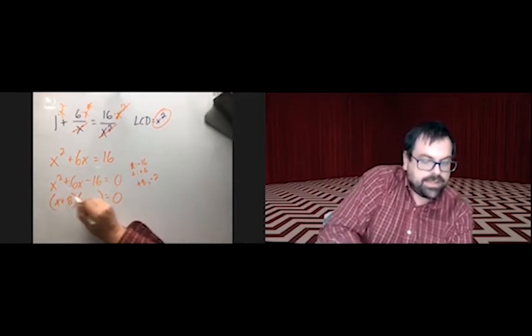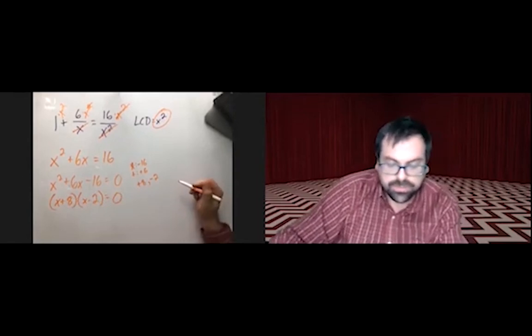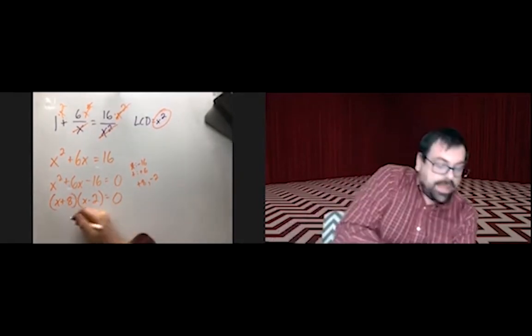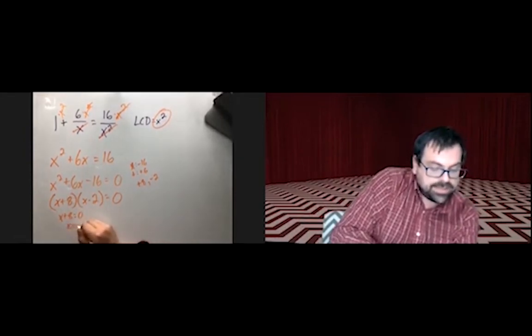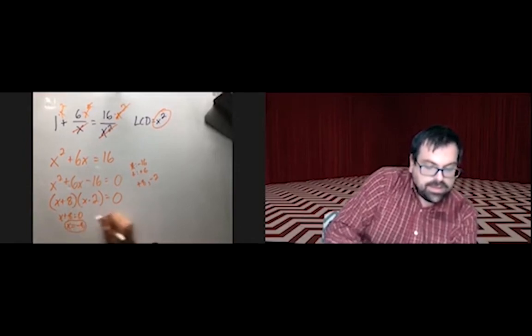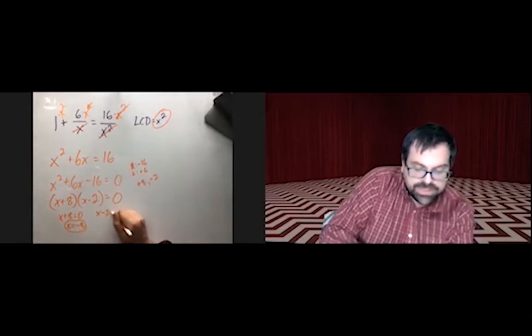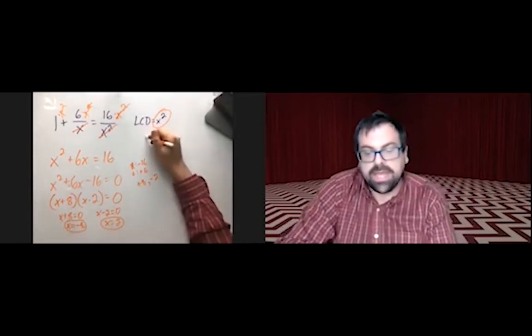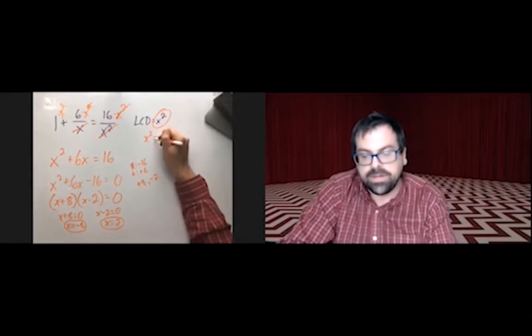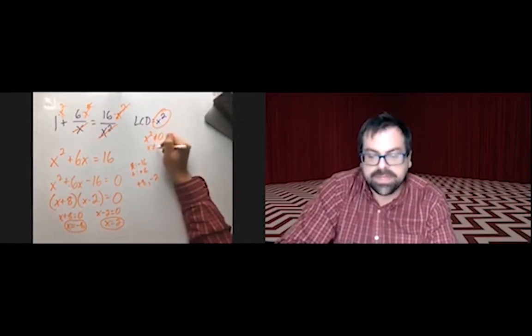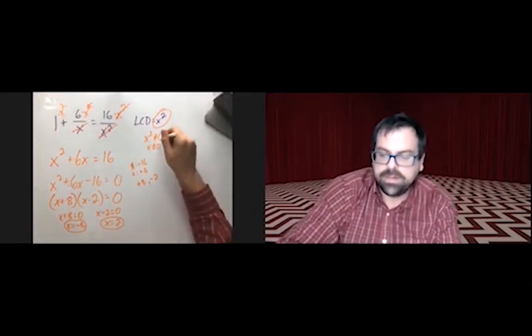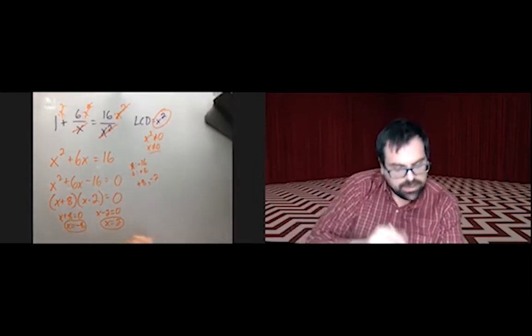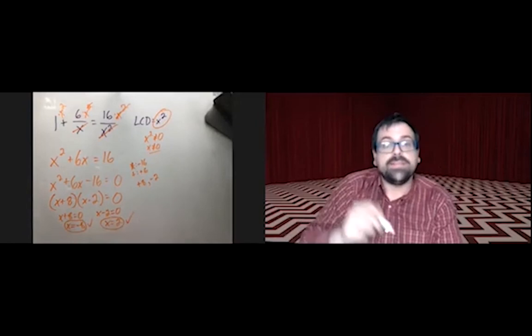X plus 8, x minus 2. X plus 8 equals 0 means that x is equal to negative 8. X minus 2 equals 0 means x is equal to positive 2. Both of those answers are okay because x squared not being equal to 0 means x not being equal to 0, and that was our other denominator. We did not get 0, so both of our answers are good.